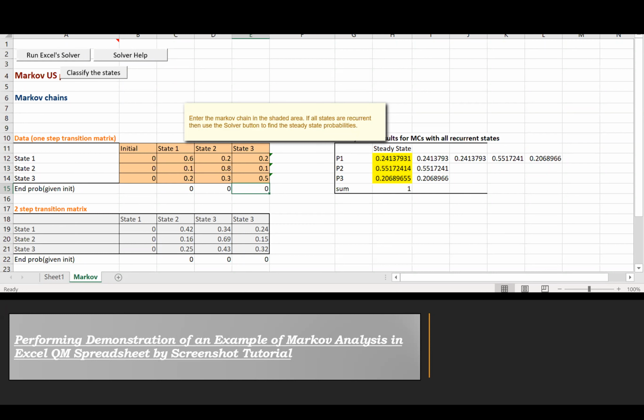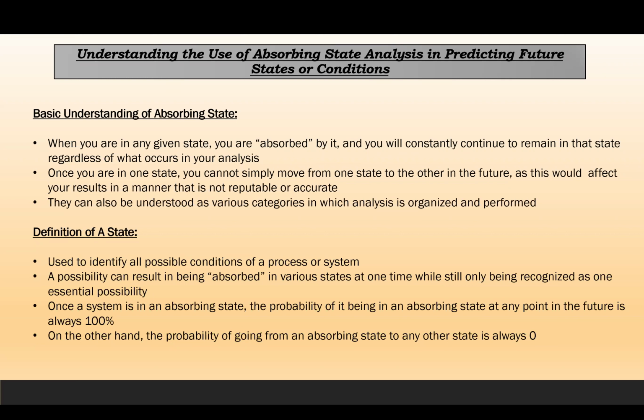All right, so as we've been discussing, we've already gone through the history of Markov analysis and how useful it is in all kinds of different areas and industries. We've learned a lot of different things about the state of systems, various examples with that. And now we're going to be moving forward with another important part, which is understanding the use of absorbing state analysis in predicting future states or conditions.